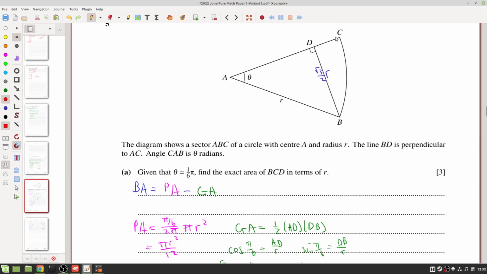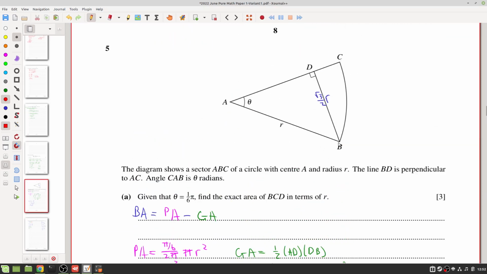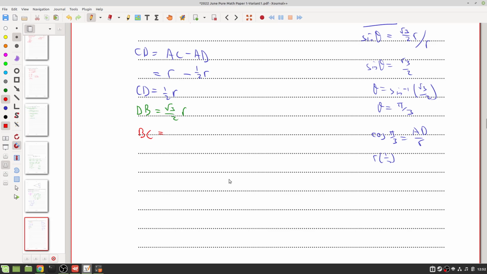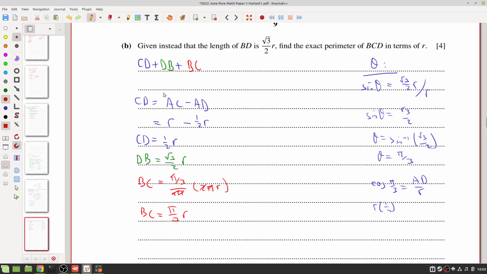BC is the arc length of this sector. So we're going to say pi over 3 over the full circle, which is 2 pi, times the circumference of the full circle, 2 pi r. Pi cancels with pi, 2 cancels with 2, so we get pi over 3 times r. Now we just add these three together.